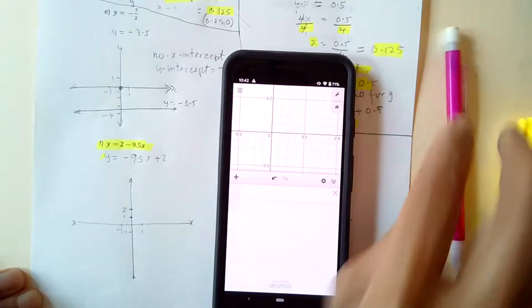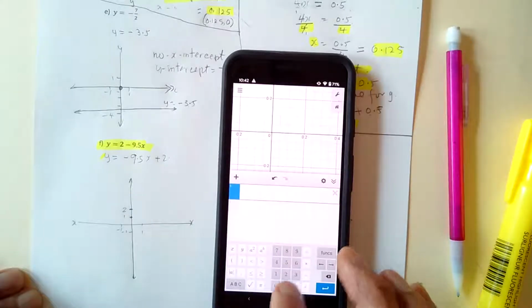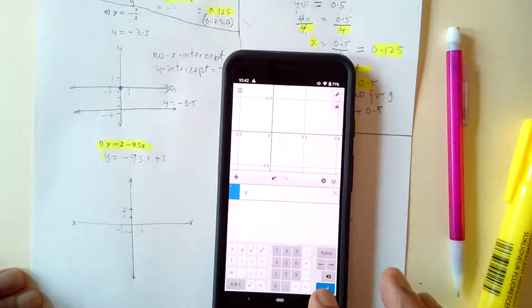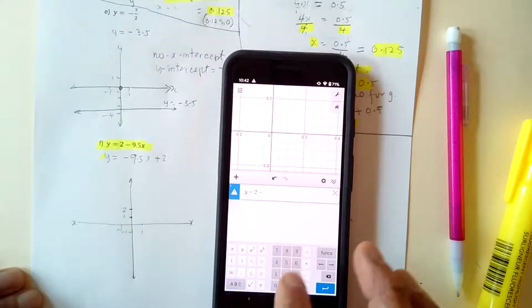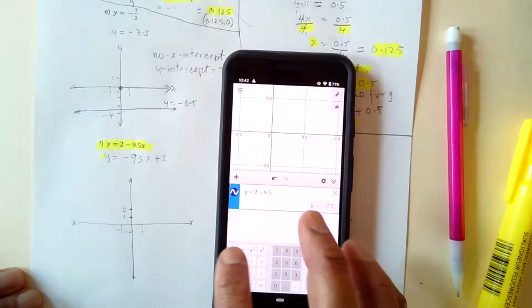So let's see if that's true. That's exactly. So we have y equals 2 minus 9.5x.